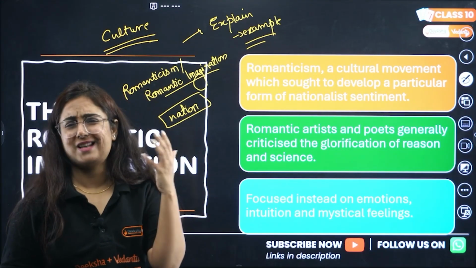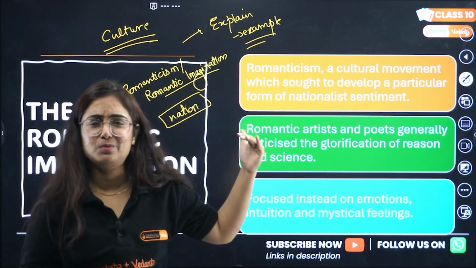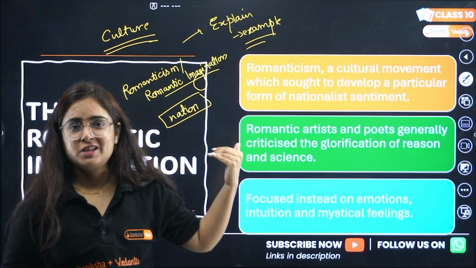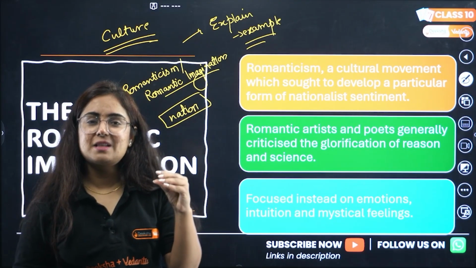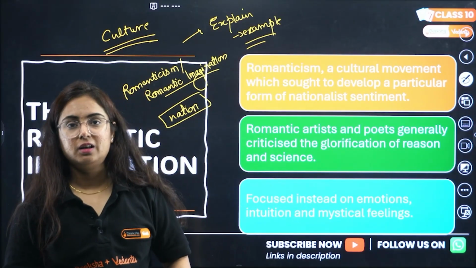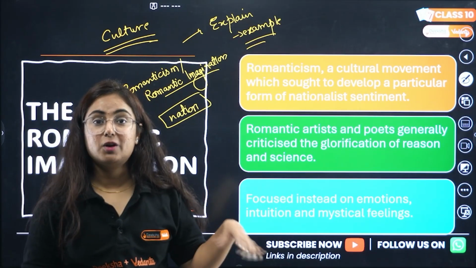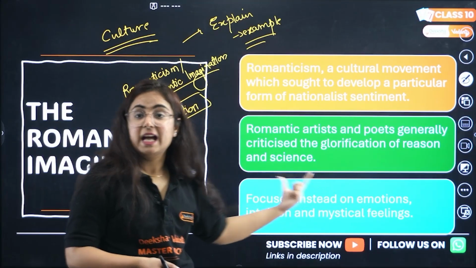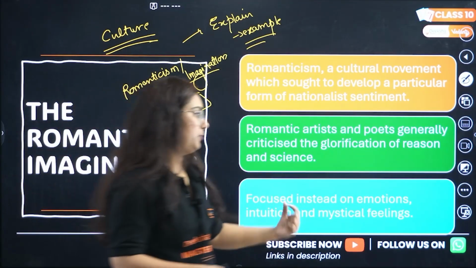There is no science, no reason. Everyone's mind goes blank in that theory. So romanticism is something where you have no science, no reason why I love my nation, right? But I love my nation because it is based upon emotions, intuitions, and mystic feelings.